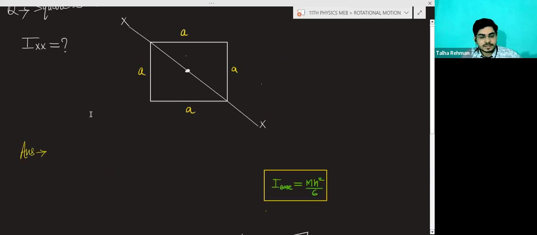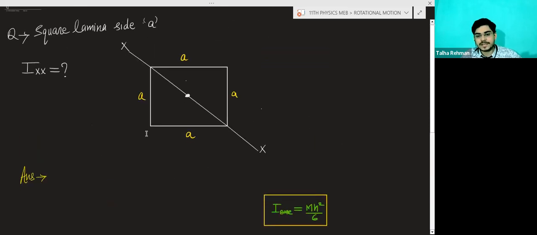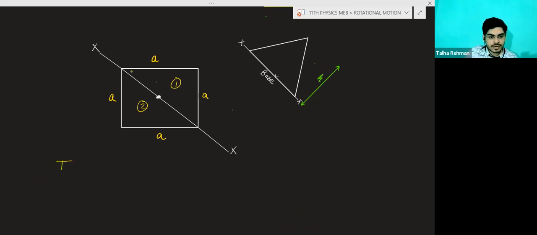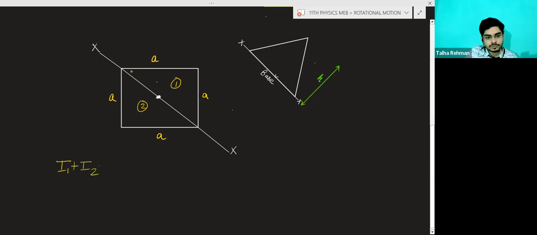And it is given that the side of the square is A. Okay, so this is the first triangle, this is the second triangle. So what we will do, we can find the moment of inertia of this triangle about this axis, and the moment of inertia of this triangle about this axis, and we can add them. So moment of inertia of triangle 1 plus moment of inertia of triangle 2.